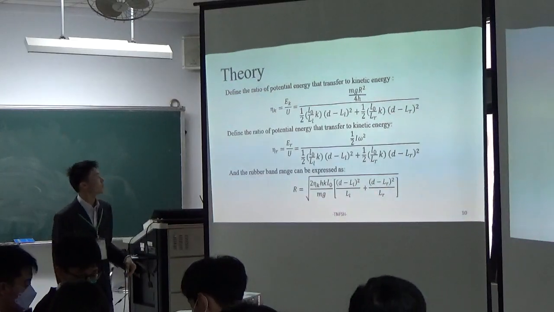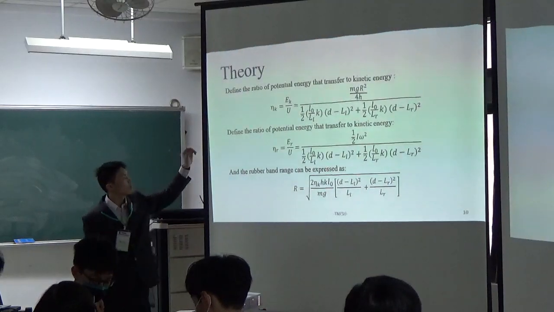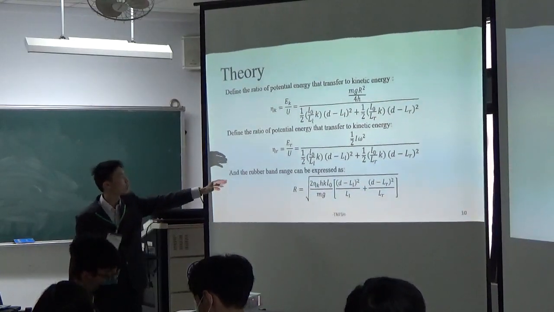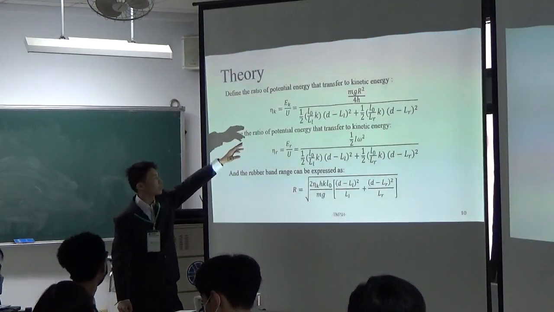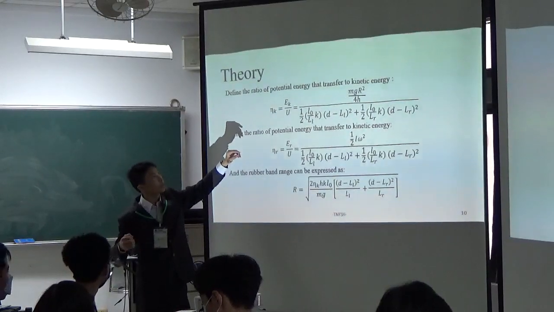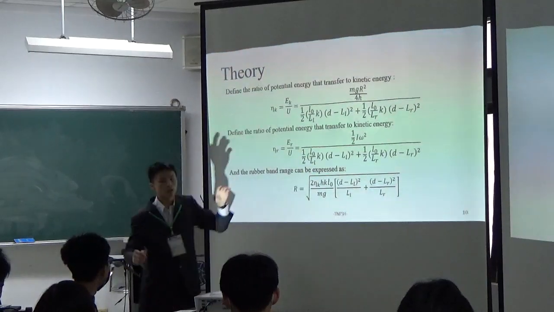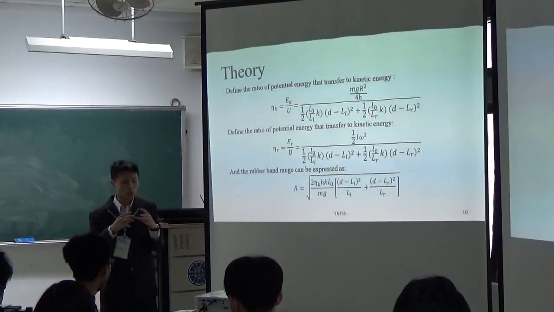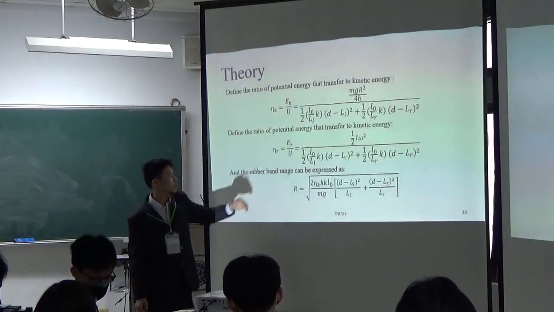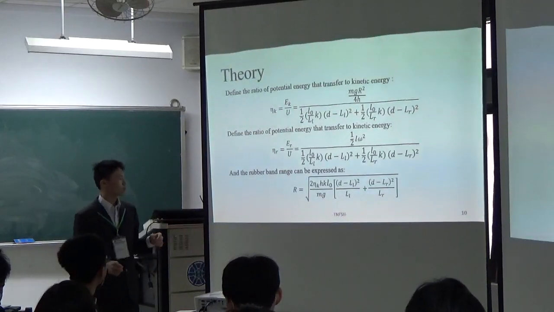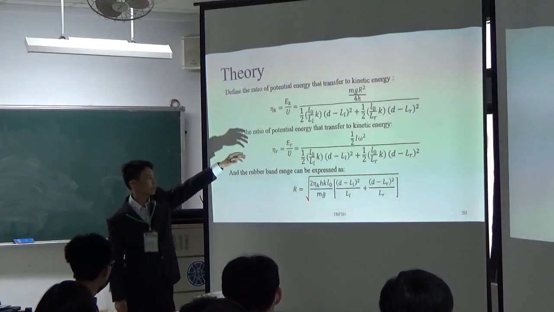Okay. So we define a ratio of potential energy transferred to kinetic energy and rotational energy. We call them eta K and eta R. It's the kinetic energy over the very beginning energy that the rubber band stored. And we can show it like this and like this. So our rubber band range can be expressed like this after we calculate it.